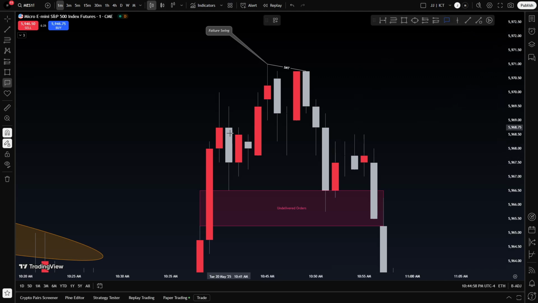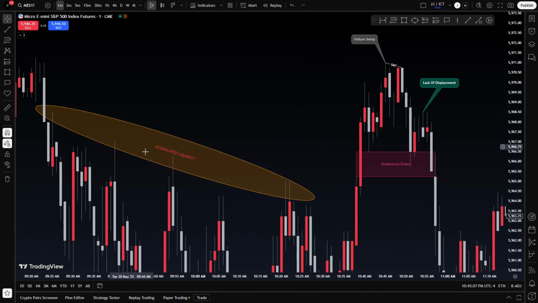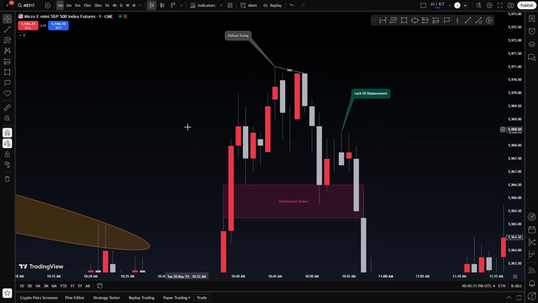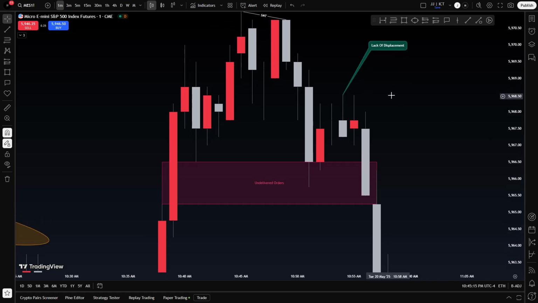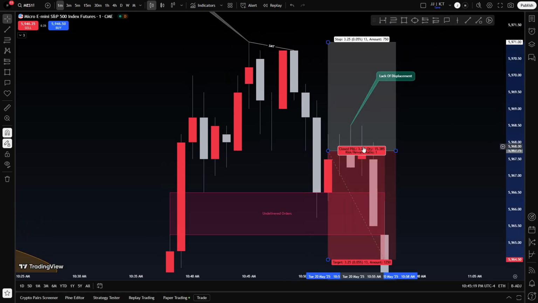So what is this? A lack of displacement. We're not wanting to go up past these highs here, which is lack of displacement. So price does not want to go higher past all this accumulated liquidity back here. So what is that telling us? Price wants to keep going. So where's our entry going to be? Right at the immediate rebalance. Right there. Pretty nice, isn't it?